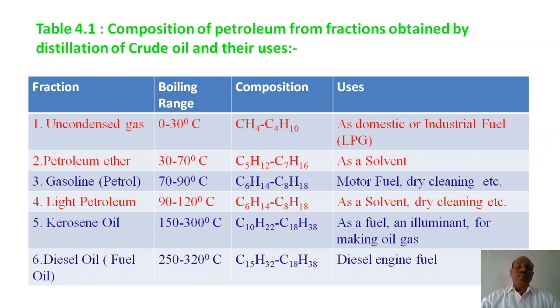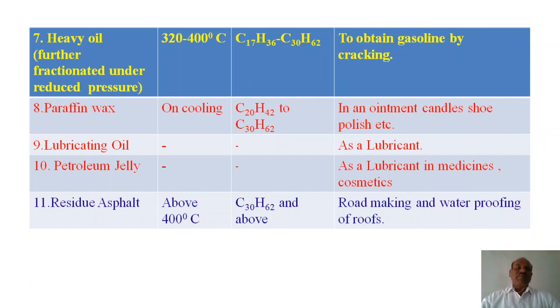Kerosene is 150 to 300 degrees Celsius, carbon 10 to carbon 18. Diesel oils are 250 to 320 degrees Celsius, carbon number 15 to carbon number 18, and are used as diesel and for different purposes. Paraffin oil is about carbon 20 to carbon 30, a number of heavy hydrocarbons.